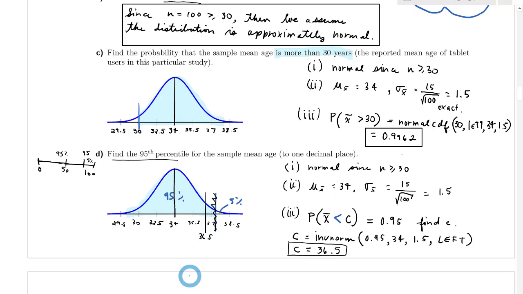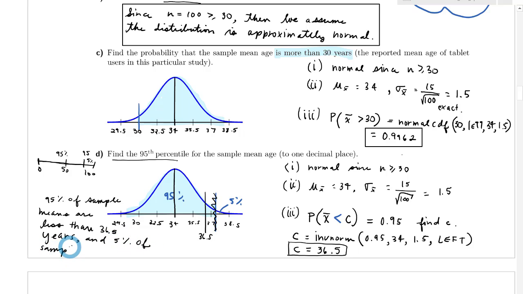Okay, so this means that 95% of sample means are less than 36.5 years, and 5% of sample means are more than 36.5 years. Sorry for the sloppiness. Don't judge me.